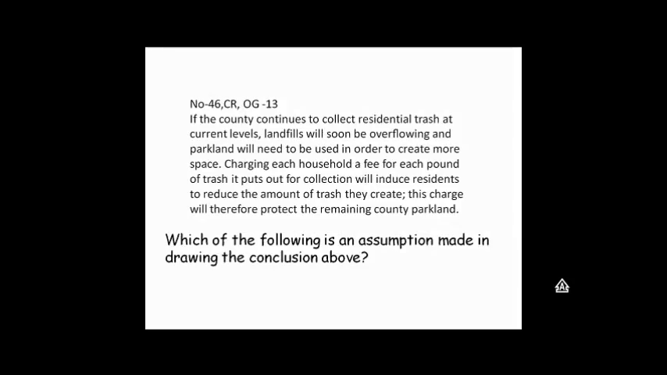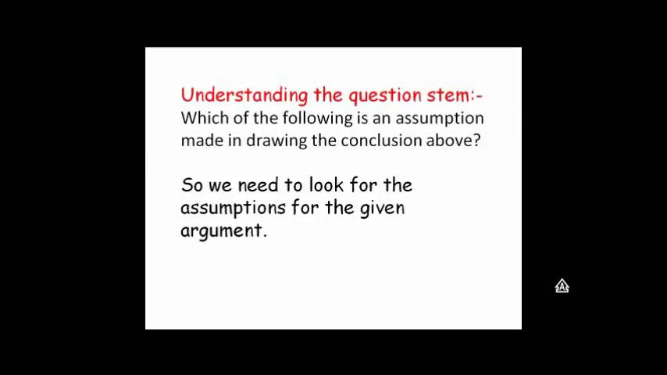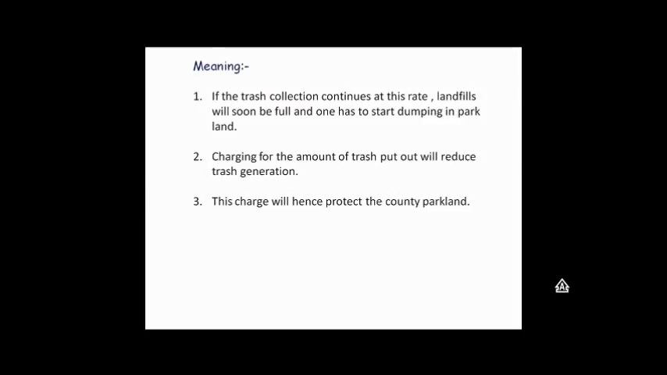Now let's have a look at the question stem. Which of the following is an assumption made in drawing the conclusion above? Now, let's try and understand the question stem. It seeks to find an assumption for the conclusion. So we basically need to look for assumptions for the argument. An assumption is also an unstated premise or a connecting link between the premise and the conclusion. So that is what an assumption is.